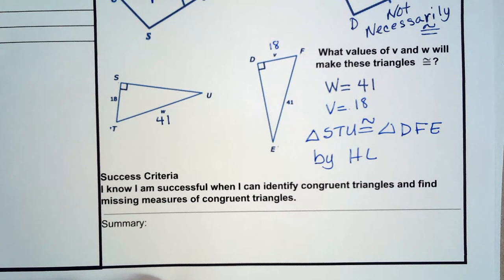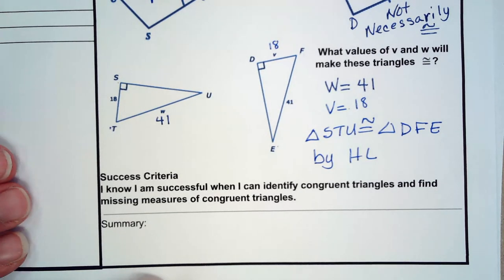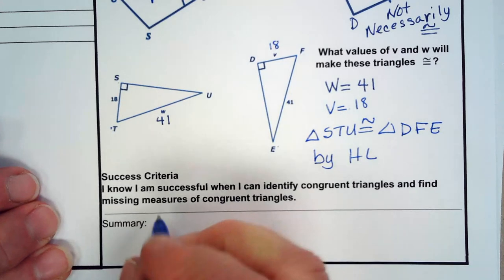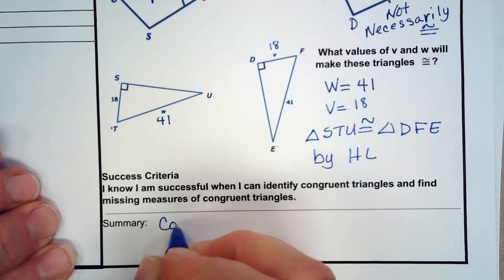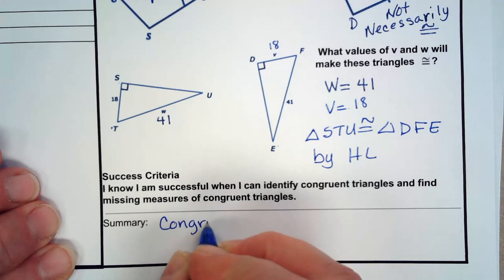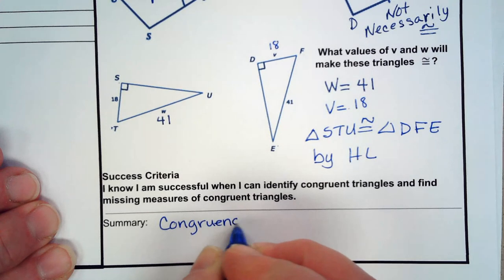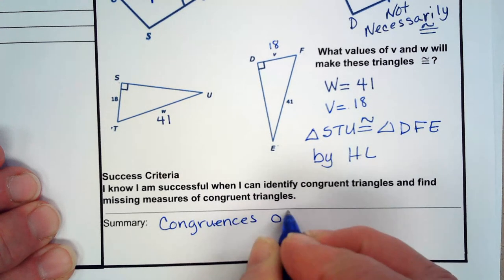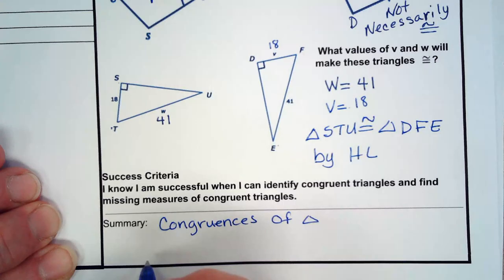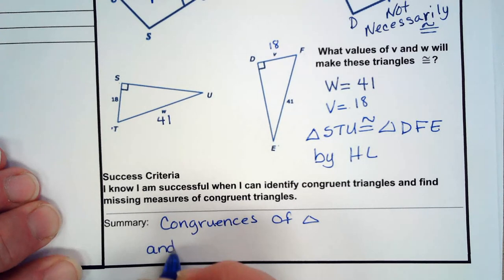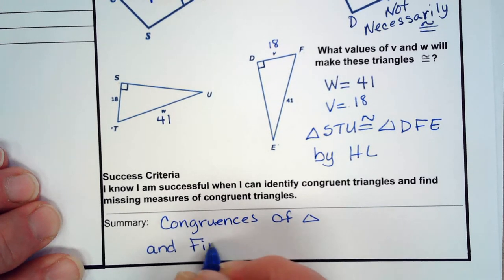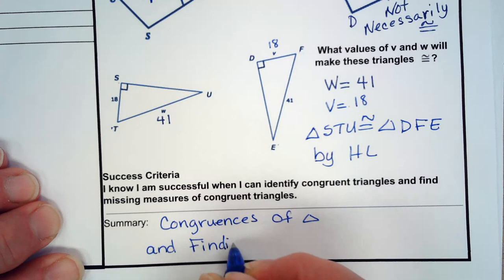So, how do you know when you're successful? You know you're successful if you can identify which triangles are congruent and find the missing measures when the triangles are congruent. So these are your congruences of triangles and finding missing measures.